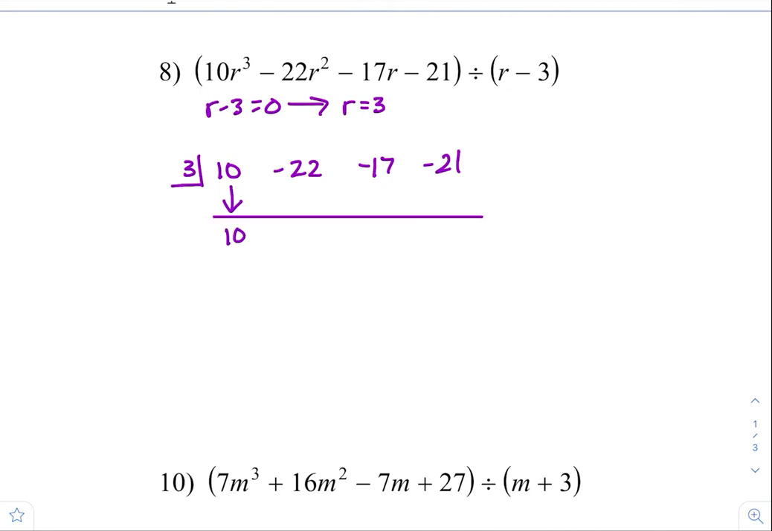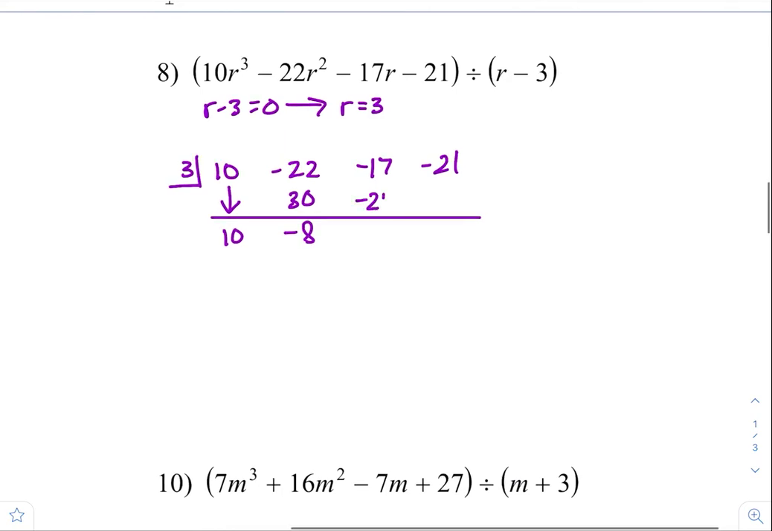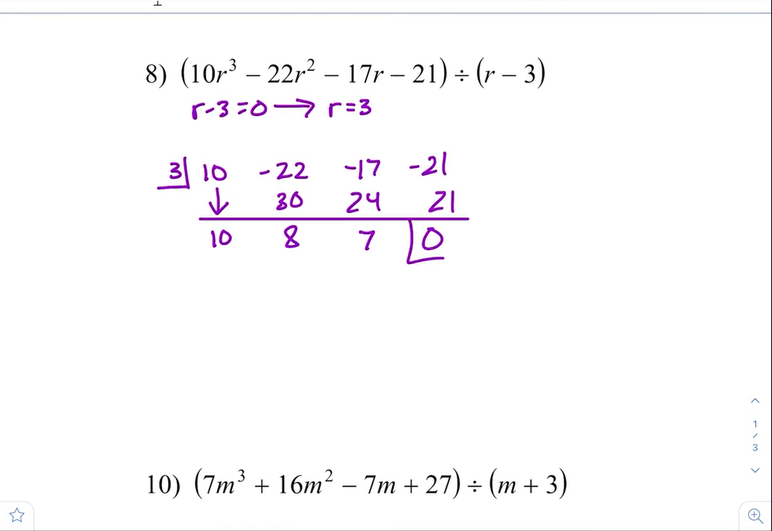So 10 times 3, you guys, is 30. We add those, which would give us 30 plus negative 22 for negative 8. Negative 8 times 3, you guys, negative 20. Wait a second. Oh, good thing I caught myself. Negative 22 plus 30 is 8. 8 times 3 is 24. 24 plus negative 17 is 7. 7 times 3, positive 21. Remainder of 0.